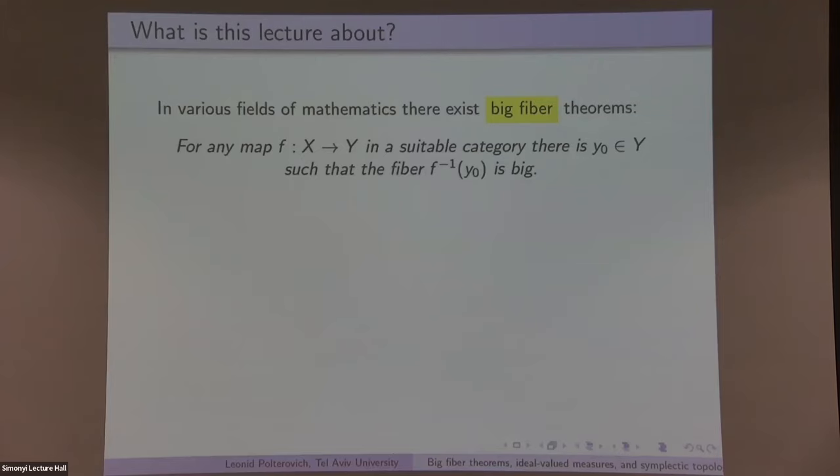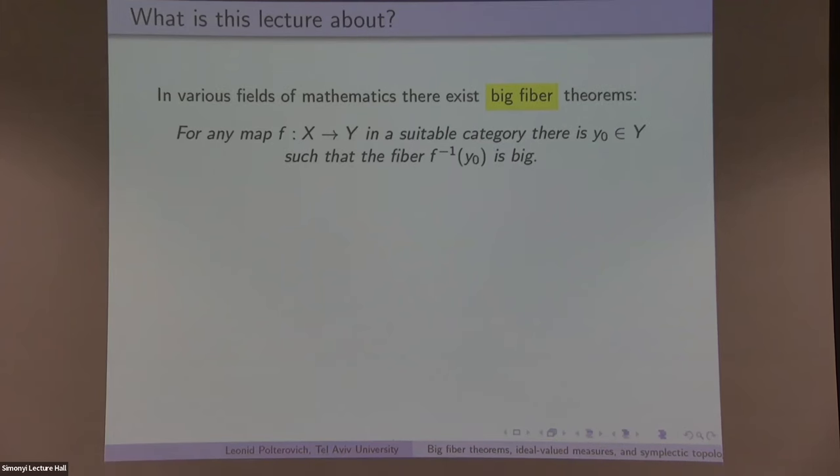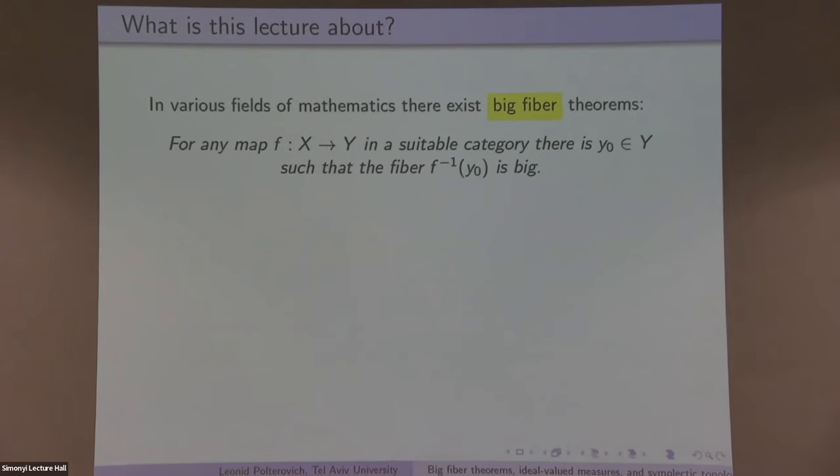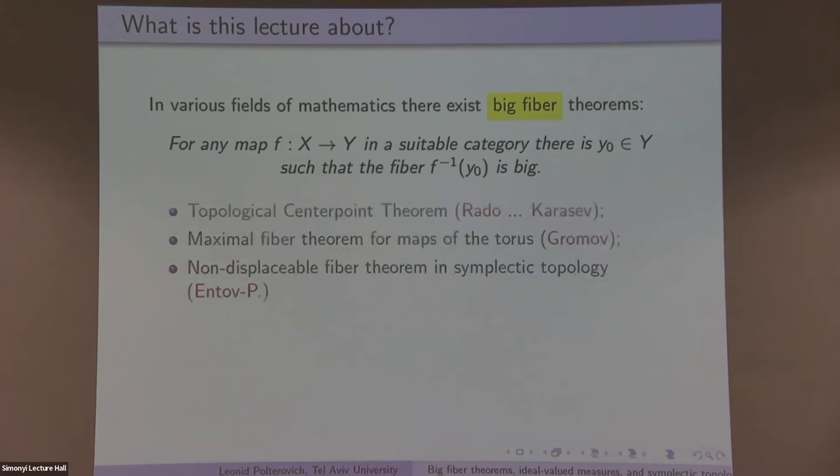Basically, the idea of the lecture is as follows. In various fields of mathematics, there exist so-called big fiber theorems. If you have a map f from X to Y in a suitable category, then there exists a point y0 in Y such that the fiber f inverse of y0 is big. And I will give three illustrations.